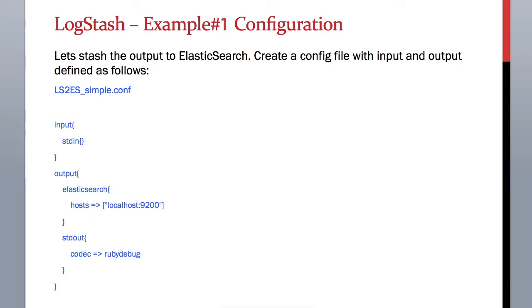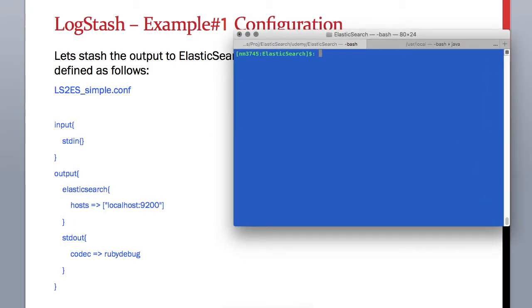So let's bring the terminal. Under code samples, go to the Logstash directory and there, example number one. You'll see a file called ls2essimple.conf. In Elasticsearch, we are not writing the code, we are configuring the pipelines. I'll show you how easy it is. So just open this file.